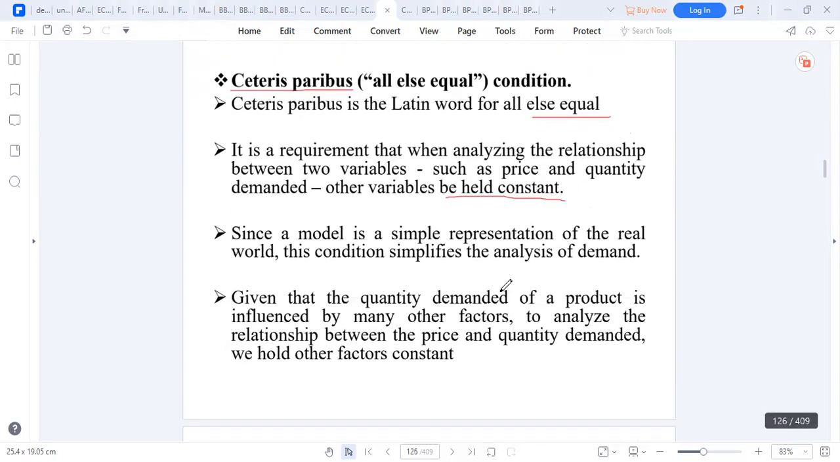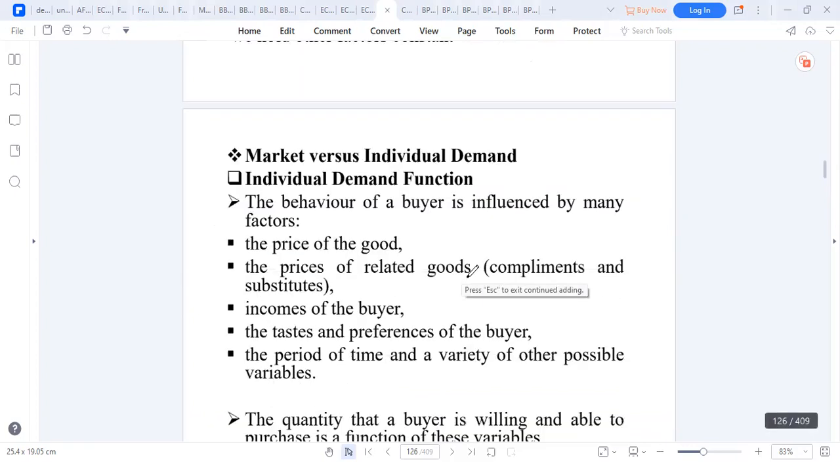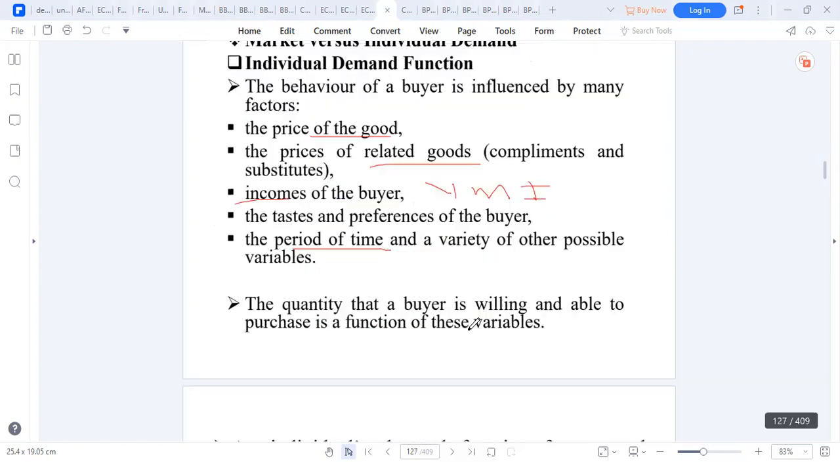And so, that being said, since this is simply a model or a representation of the real world, which simplifies our analysis, given the quantity demanded of the number of products and other factors, we'll now look at the factors that affect demand. Among the factors that affect demand, we have the price of the good, the price of related goods such as complements and substitutes, the income, which is denoted by Y, M, or I. We also have tastes and preferences, and time in its context. So these are the factors that affect our demand.